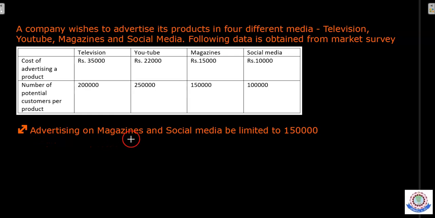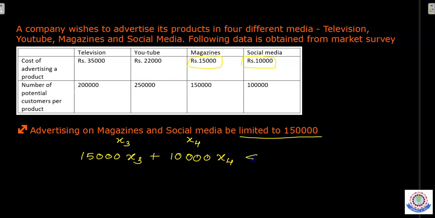Advertising on magazines and social media together is limited to 1,50,000. I am advertising x3 products in magazines and x4 products in social media, so I need to take the amount spent on magazines and social media. The expression will be 15,000 x3, the amount spent on magazines, and 10,000 x4. This is the total amount on magazines and social media, and it should be less than or equal to 1,50,000.